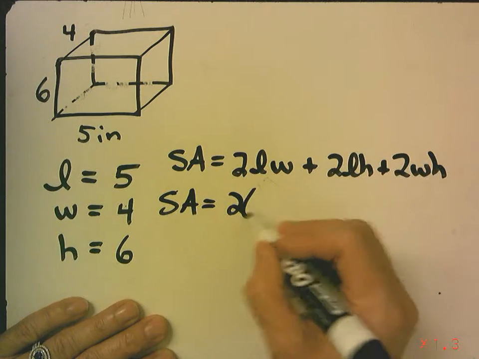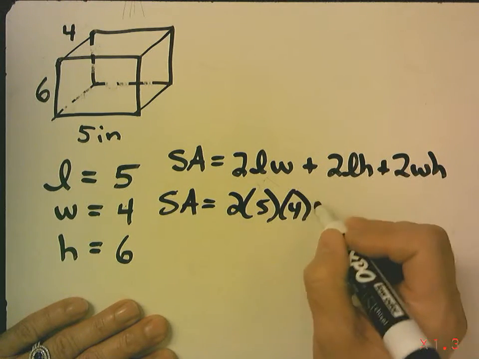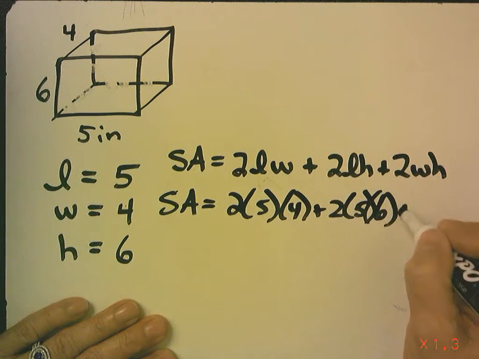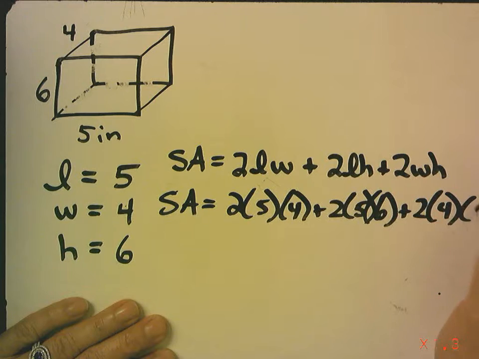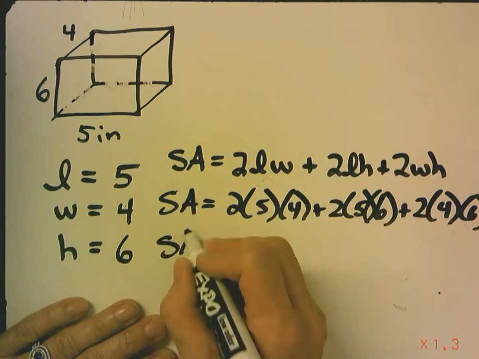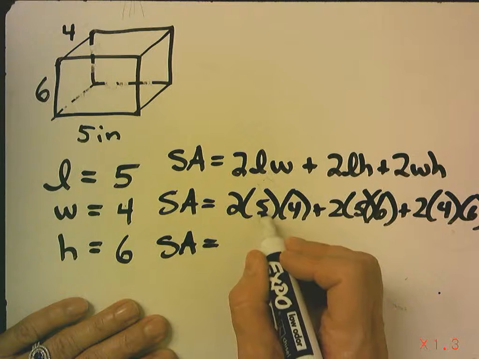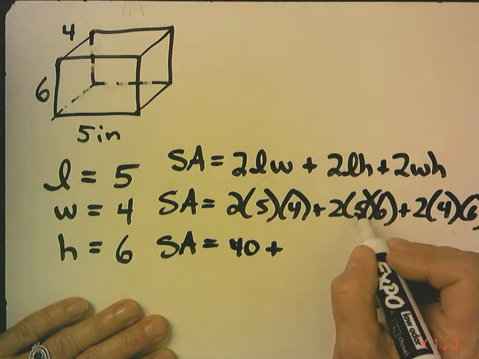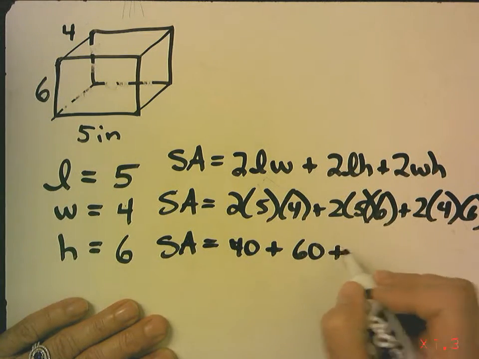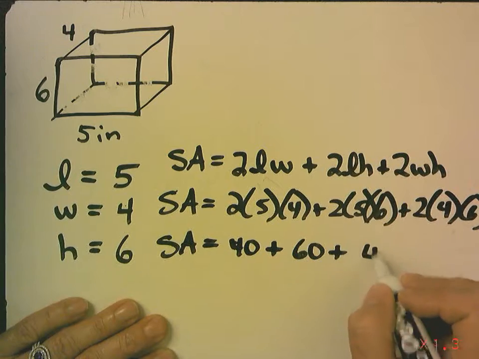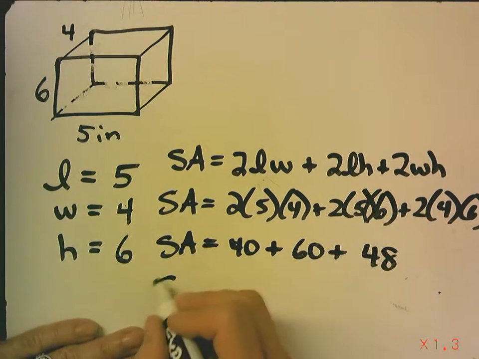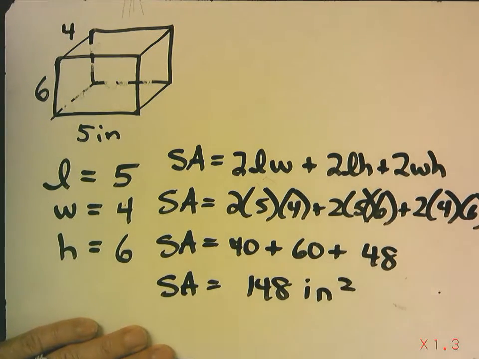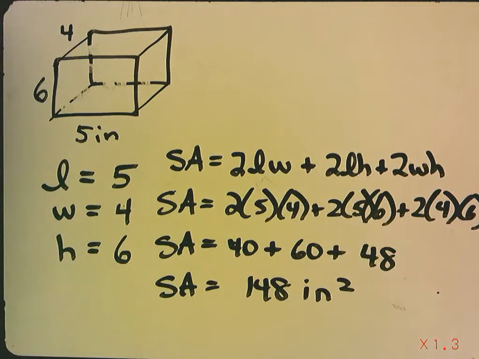So the length is 5, the width is 4. Here, the length is 5, the height is 6. And here, the width is 4, the height is 6. So surface area equals 2 times 5 is 10, times 4 is 40. 2 times 5 is 10, times 6 is 60. 2 times 4 is 8, times 6 is 48. That becomes 148 inches squared. So that's how you would do it using the formula.